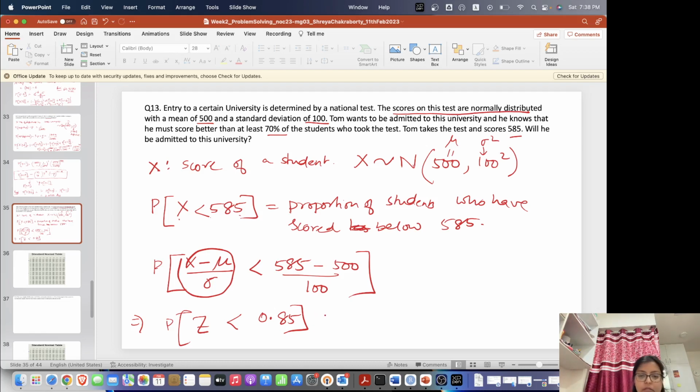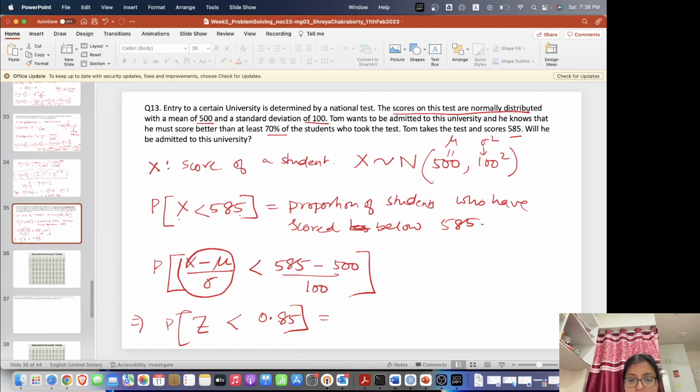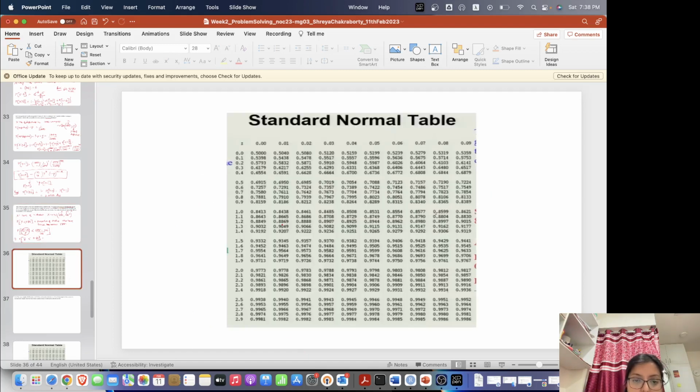So this one, we'll get the probability value from the table. Here we see z less than 0.85. First we'll go to the first decimal. This is the first decimal, this is the second decimal, and the table values represent probability, like this one represents probability z less than or equal to 0.09.